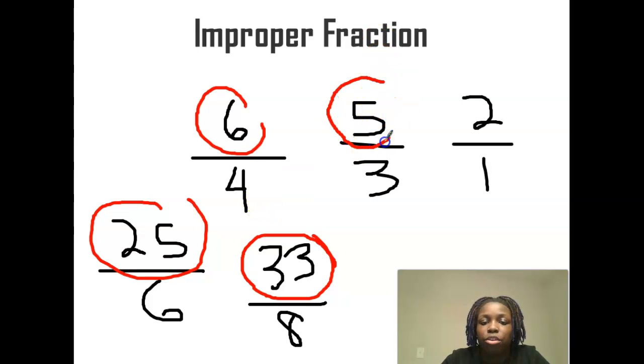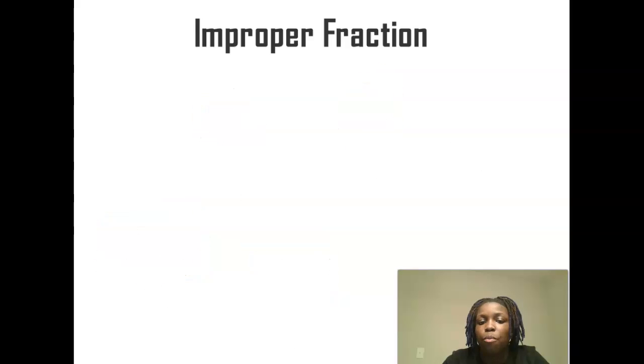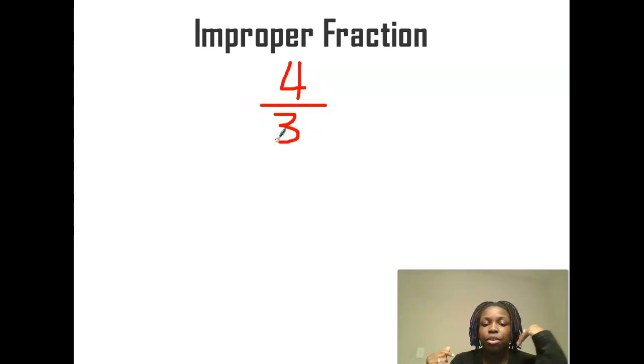Now, what we're going to do is draw out an improper fraction. That's what we're going to look at. We're going to look at drawing out an improper fraction, okay? So let's draw out an improper fraction that is 4/3. We know it's improper. The numerator is bigger than the denominator. So now we're just going to draw it out.